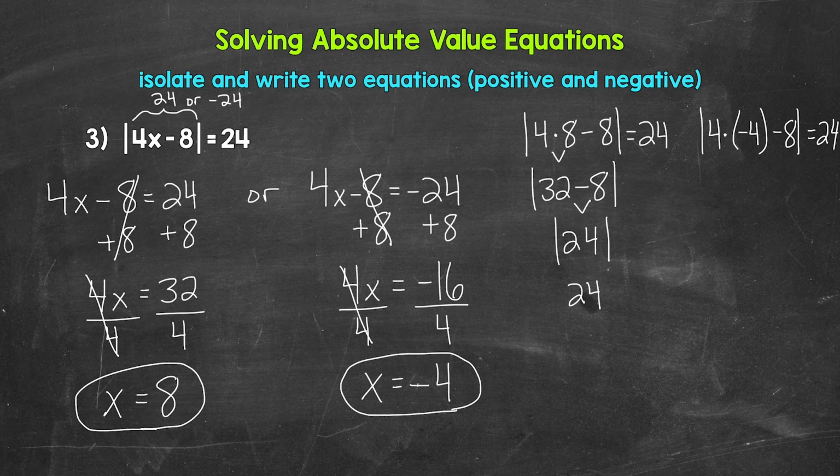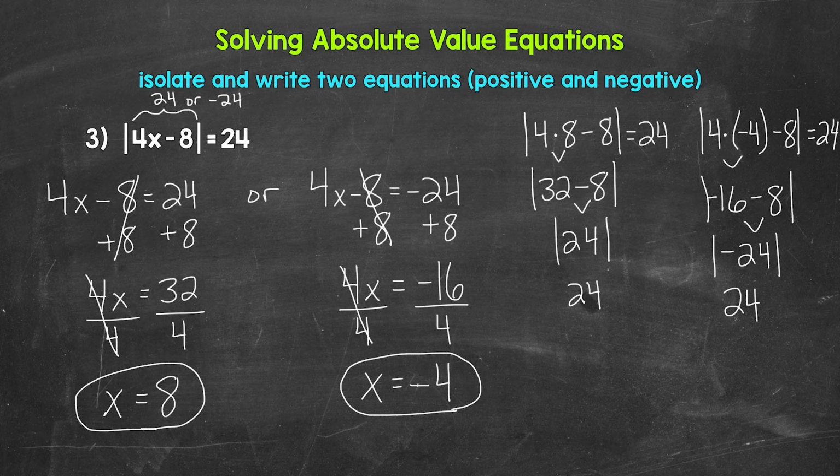X equals 8. Now let's do the absolute value of 4 times negative 4 minus 8. 4 times negative 4 is negative 16. So we have the absolute value of negative 16 minus 8. That gives us negative 24. So we have the absolute value of negative 24, which is also 24. So we are correct there as well. X equals negative 4. So those are our two solutions. So there's our first section.